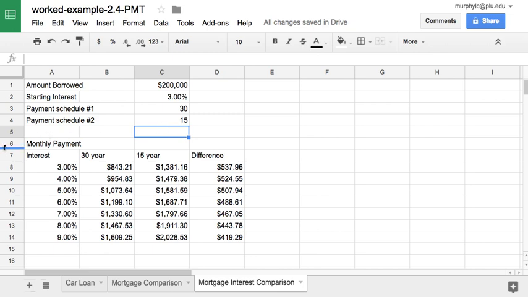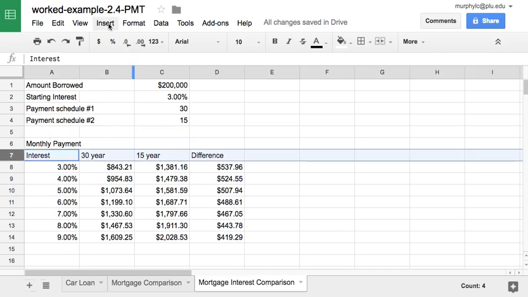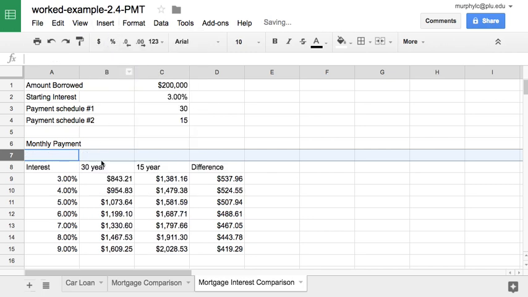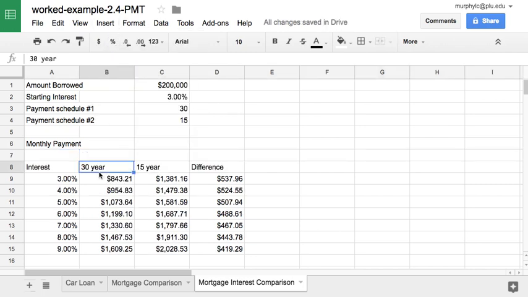So in order to do that, I'm also going to insert another row here. Instead of having 30 years be text in my spreadsheet, I would like for that to be a numeric value that I can reference in my formula. So I'm going to change this so that instead of having the text 30 years, I'm going to actually refer to this payment schedule up here. So this, C3.